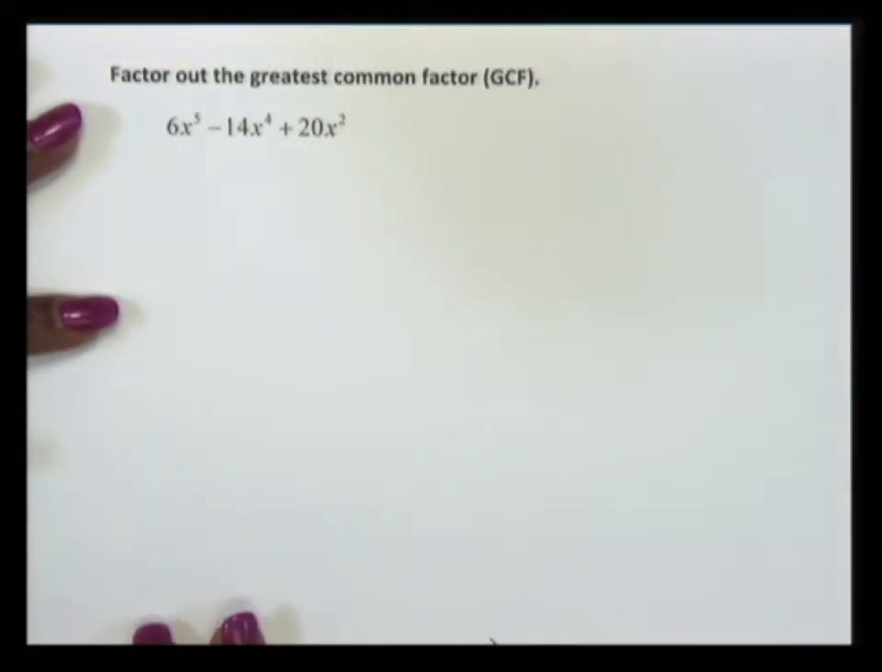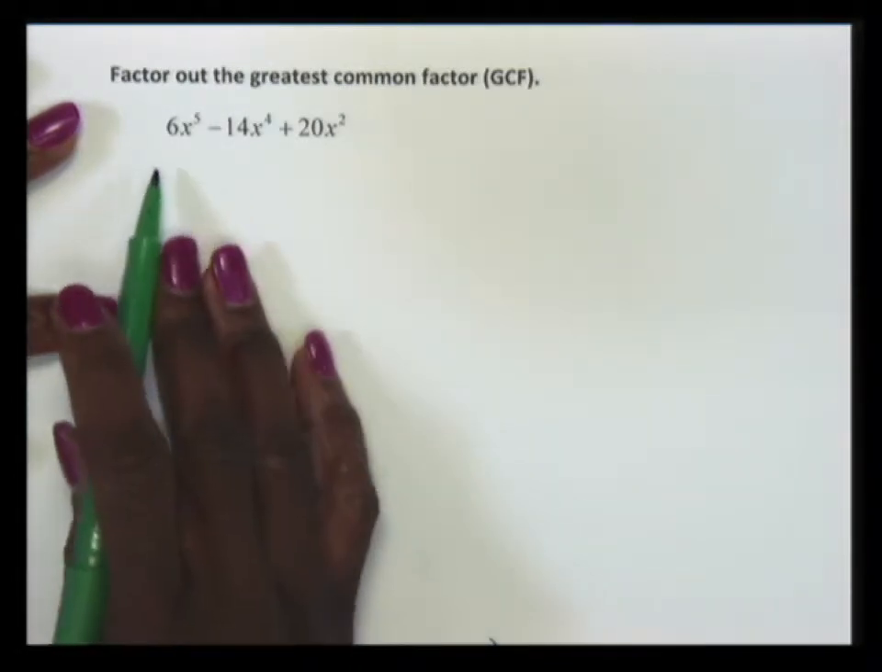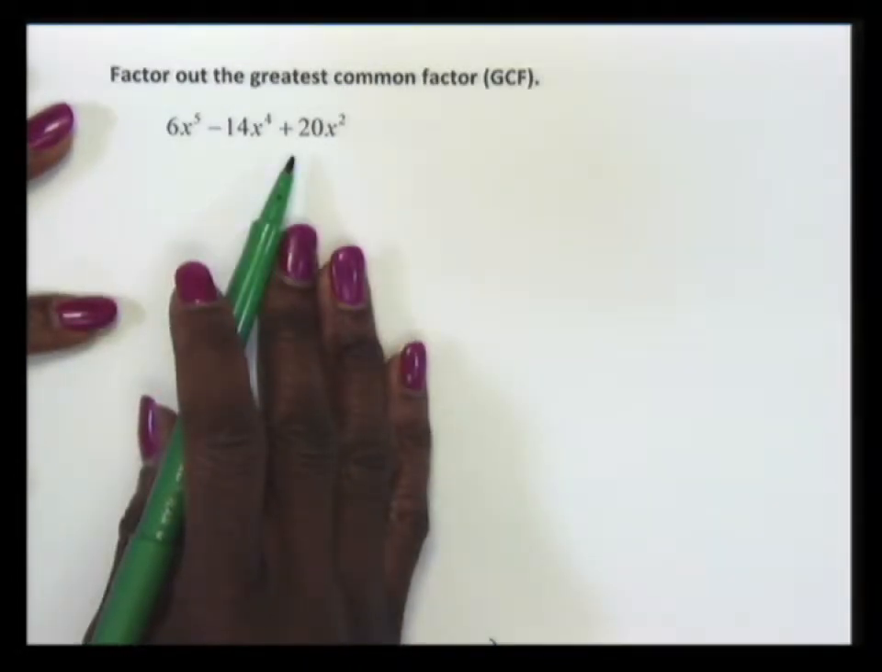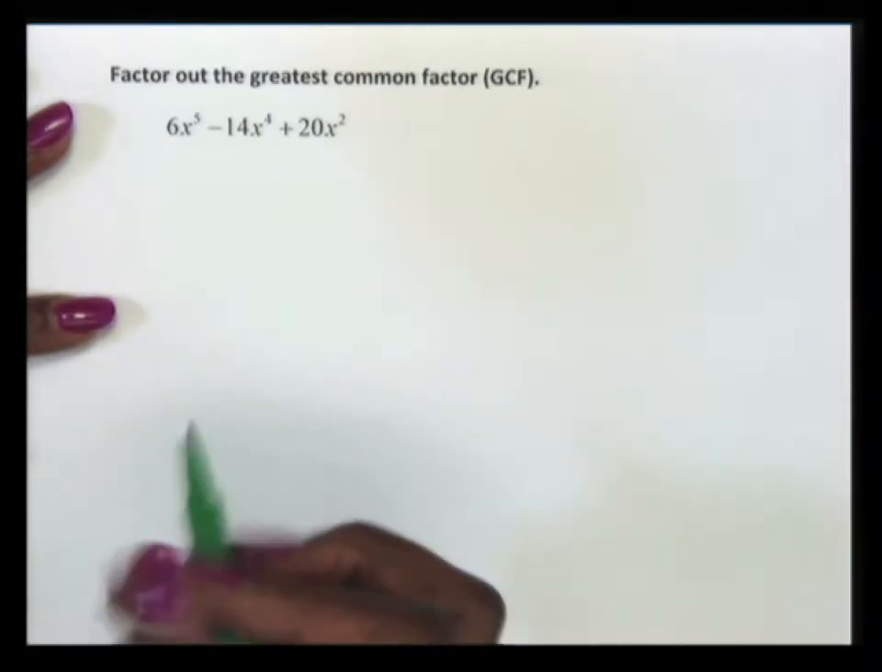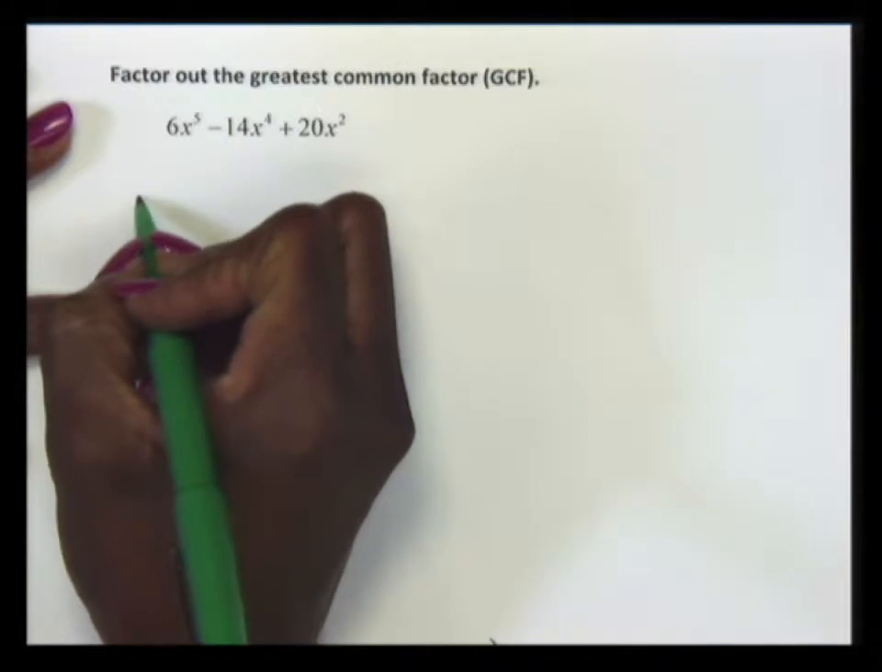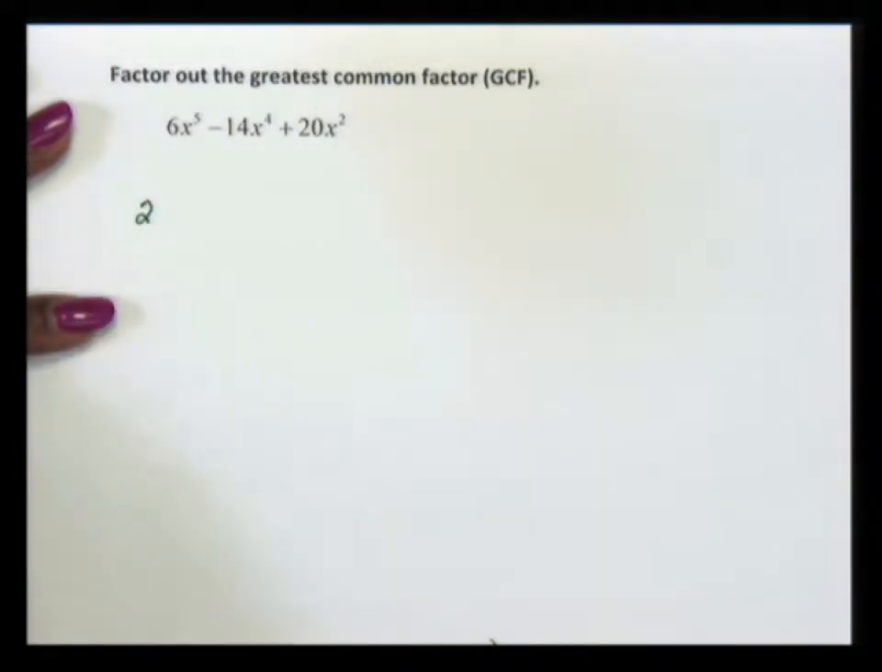In this example, we are to factor out the greatest common factor. For the numbers, we have 6, 14, and 20. Because all of our numbers are even numbers, they're all divisible by 2. So 2 is part of the greatest common factor.